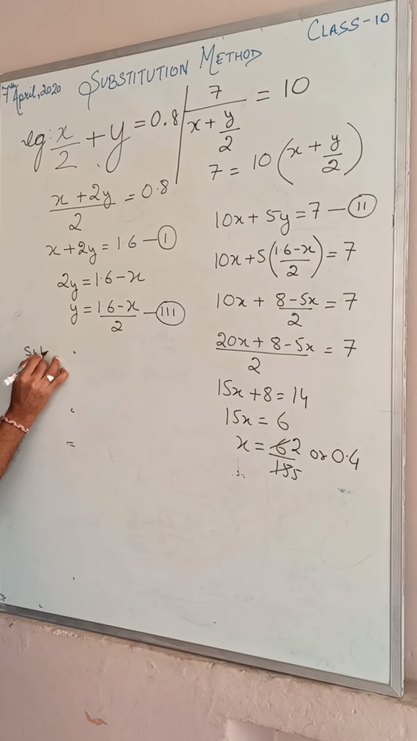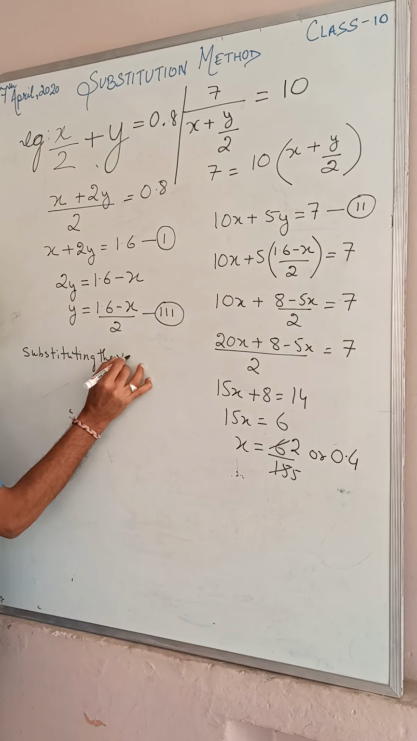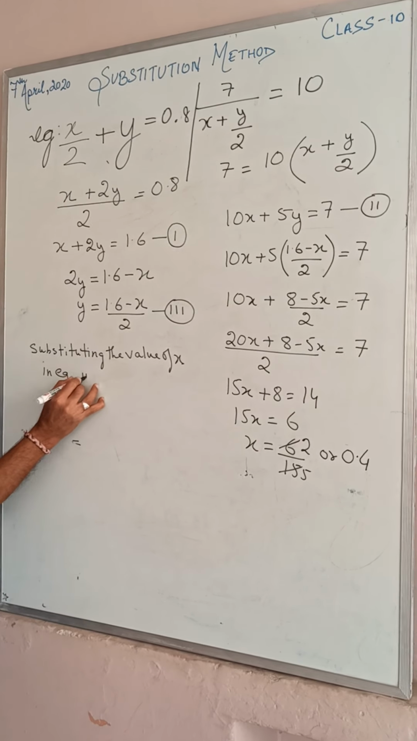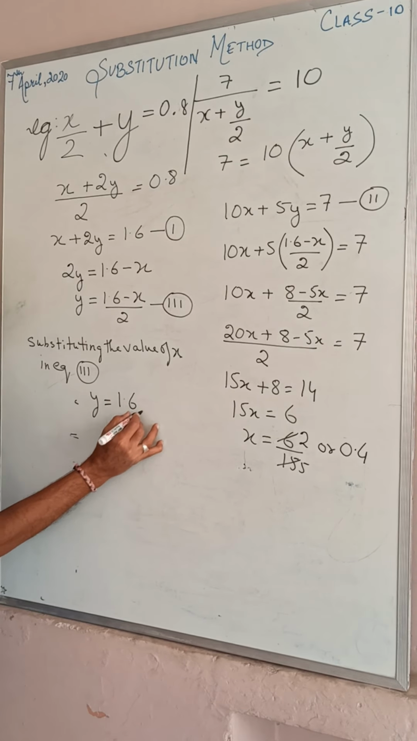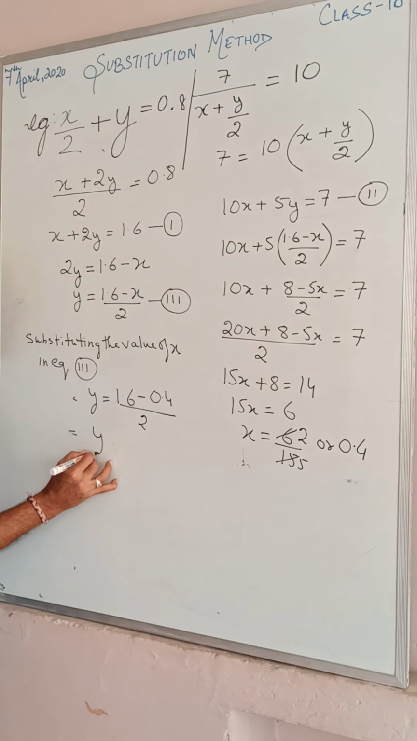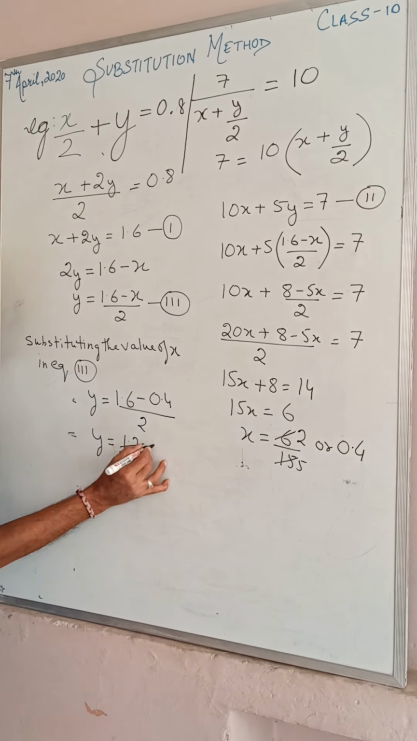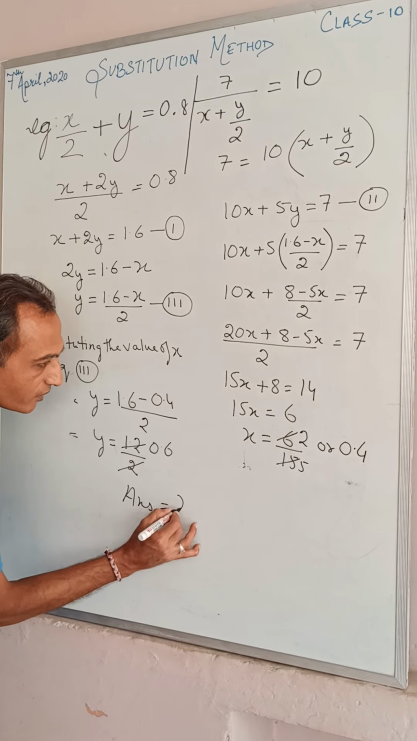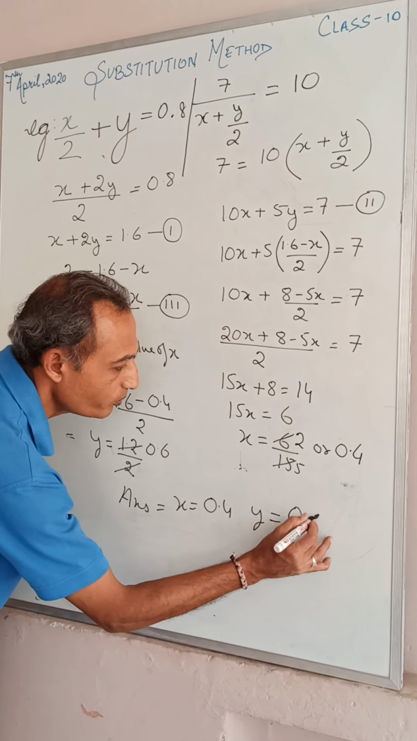Substituting the value of x in equation third, I get y equals 1.6 minus 0.4 upon 2, or y is 1.2 upon 2, which gives me 0.6. My final answer therefore becomes x is 0.4 and y is 0.6.